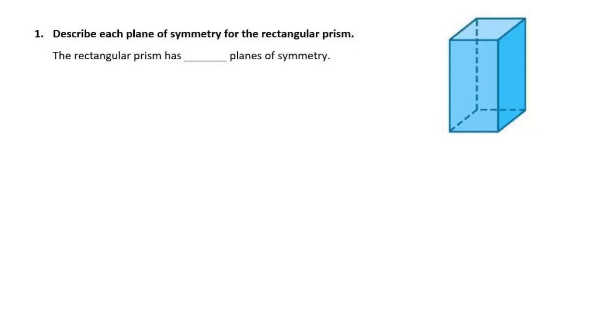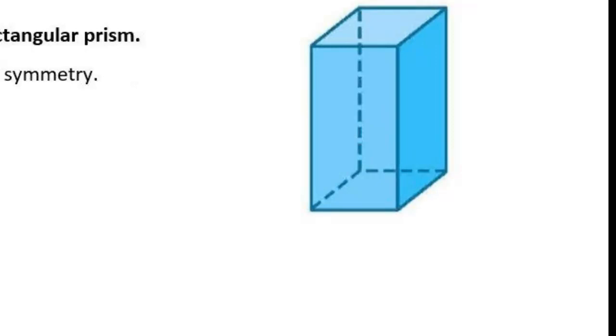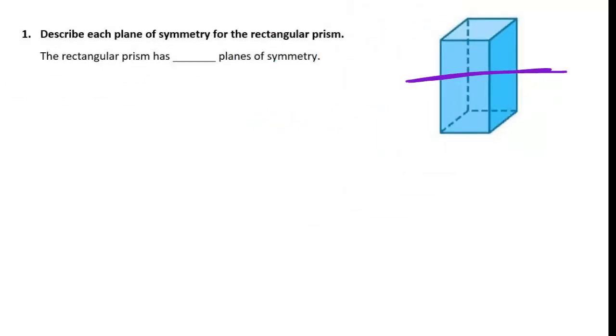All right, so let's look at a couple objects now. We want to describe the plane or planes of symmetry for this rectangular prism. So I want to talk about where we could slice this object so that if I were to fold it over next to itself, it would match up perfectly. Do you guys see anywhere that I might be able to slice this? Right through the middle, like if I were to cut it right here, that would be a plane of symmetry.